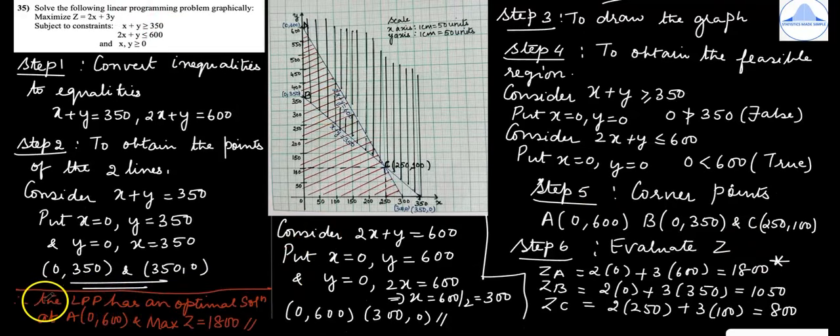So now let us write the final conclusion, as I don't have space over here and I wanted to finish it in this slide. I have written the conclusion in red color. So therefore the LPP has an optimal solution at the point A (0, 600), and the maximum value of Z is 1800.